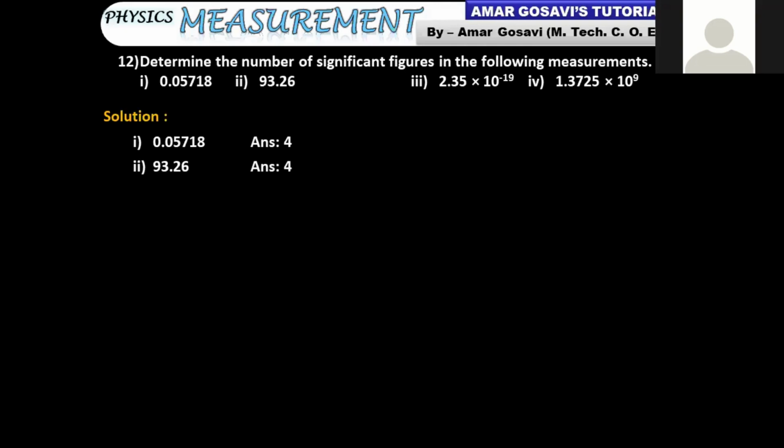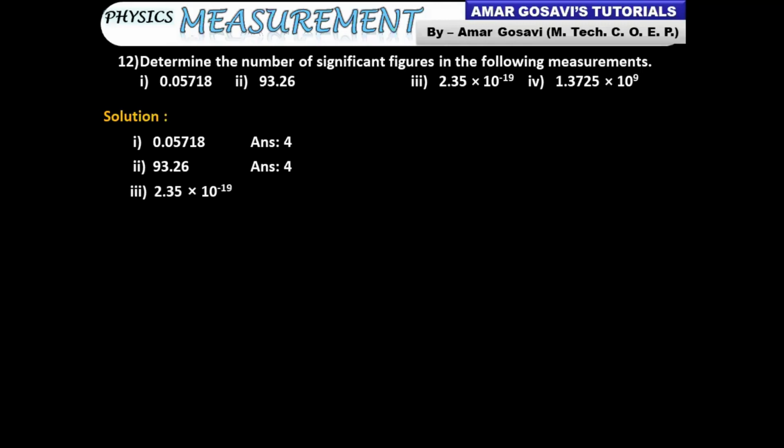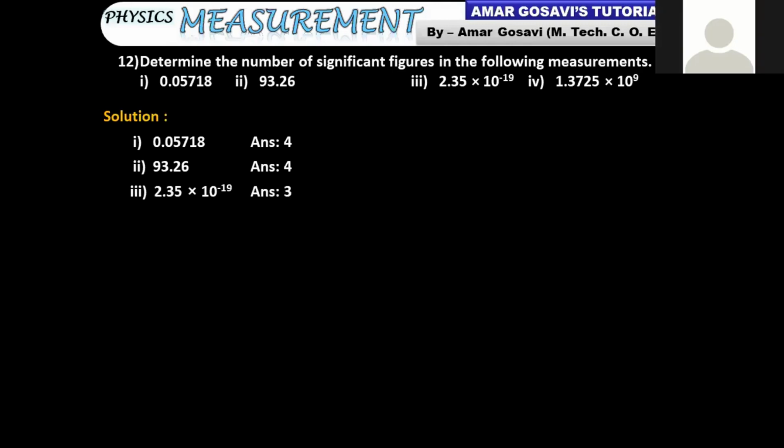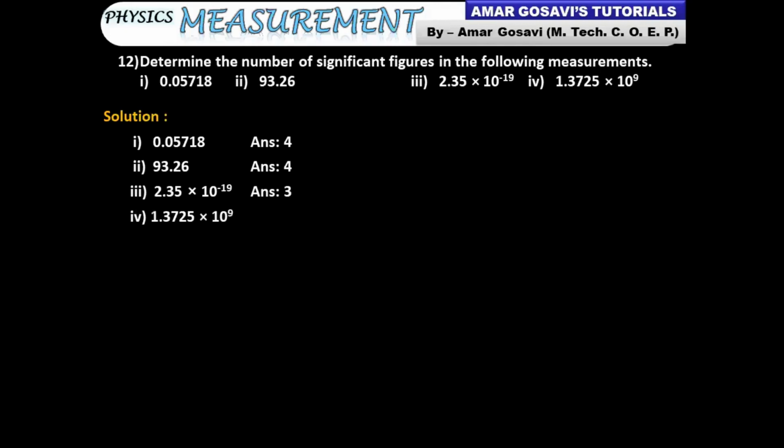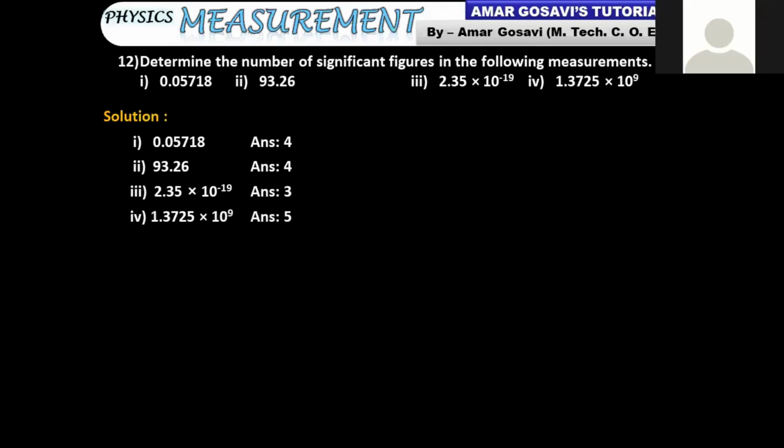4. Okay, good. The third number, 2.35 into 10 raised to minus 19. So 10 raised to minus 19 is not significant. So how many? 3. Exactly, correct. The next one, fourth one, you can see 1.3725 into 10 raised to 9. How many now? 5. Exactly. Great.